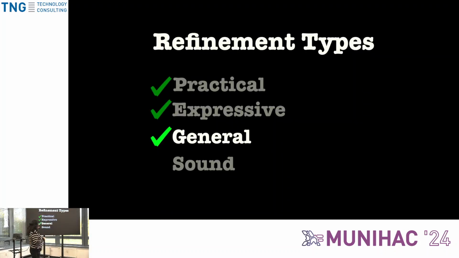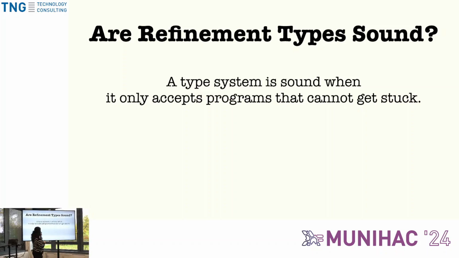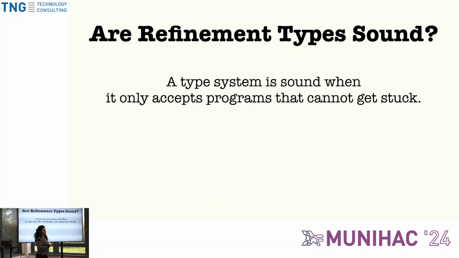And then we go to the last feature: are refinement types sound? Okay, so let's see, what do we mean by soundness? We say that a type system, like a refined or unrefined type system, is sound when it only accepts programs that cannot get stuck, right? This is the standard definition of soundness for types.